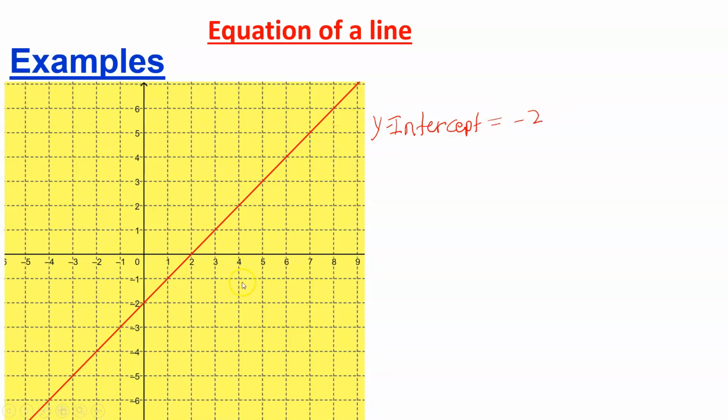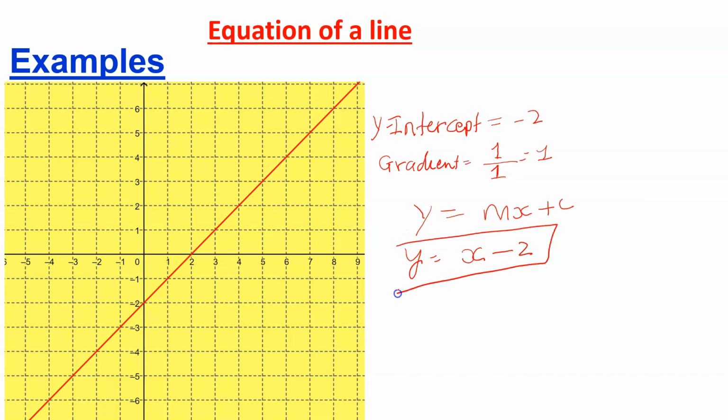Now let's see what the gradient is. If I take one step this side, I need to take one step up. So for each one step you take horizontally, you need to take one step up. So 1 over 1 again, which is simply 1. The gradient is 1. What's the formula? The formula is y equals mx plus c. Our m is just 1, so we write x, and our c is -2. So that is the equation of this line: y equals x minus 2.